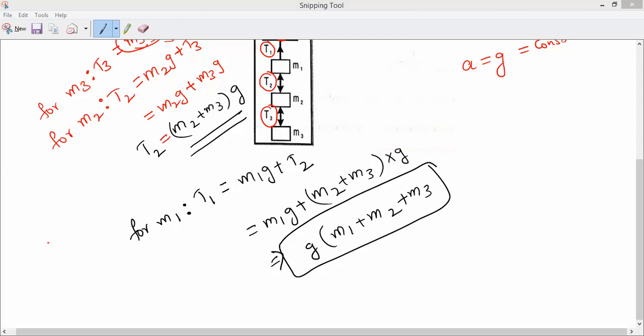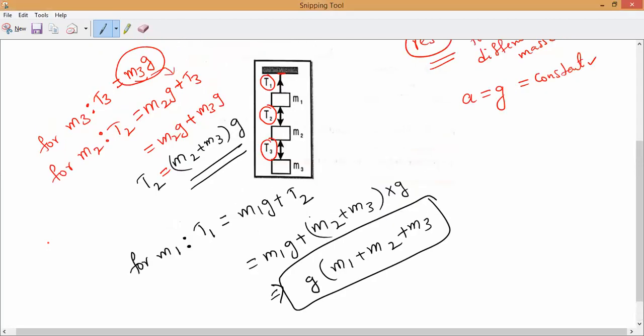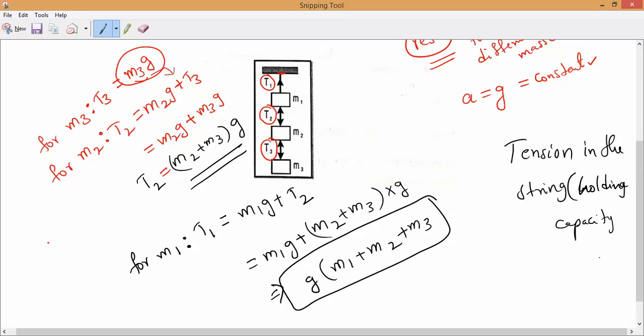What do you mean by T? T means tension, understand? Tension in the string means holding capacity. Tension in the string, that is what we call holding capacity. Please remember, holding capacity of a load. That is what we call tension. Please note it down. Is it okay? Yes. It is also a kind of force. Please note it down.